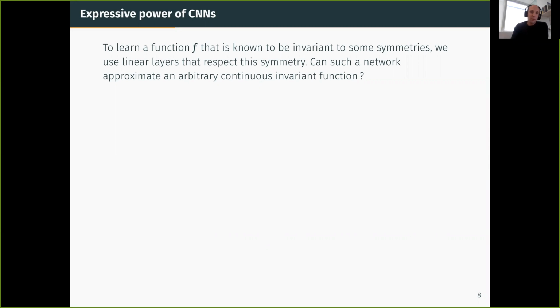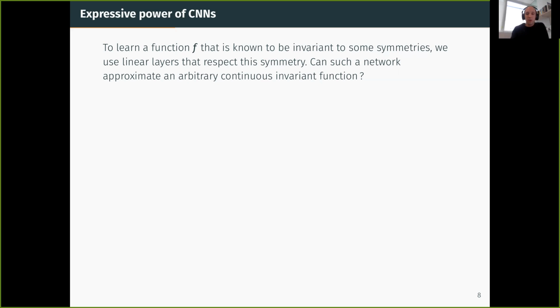So now when you are trying to build invariant functions like that, there is a natural question coming, at least on the theory side, which is: okay, I will stack convolutions in order to be sure to be equivariant. But what kind of function can be approximated by my network? Since the general approach is I want to learn a task or a function that is invariant to some symmetry, I'm using layers that respect this symmetry. But then it's not a priori clear that I will be able to approximate any function that is invariant to this symmetry.